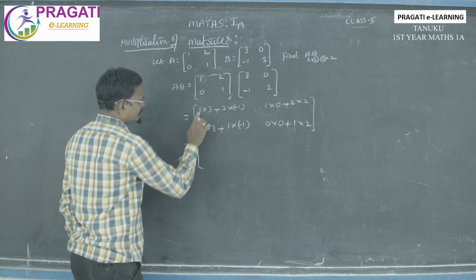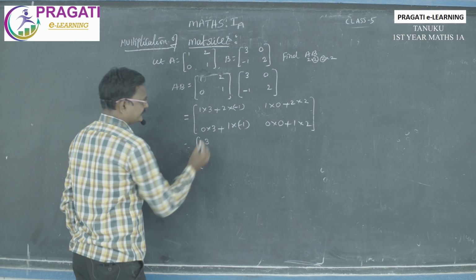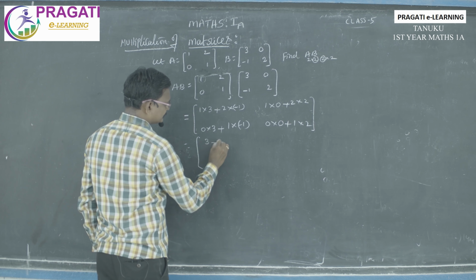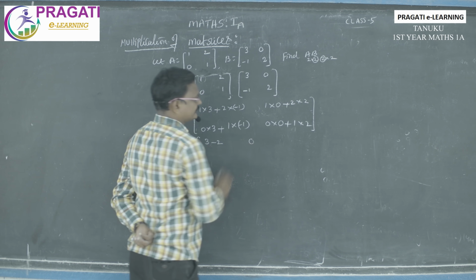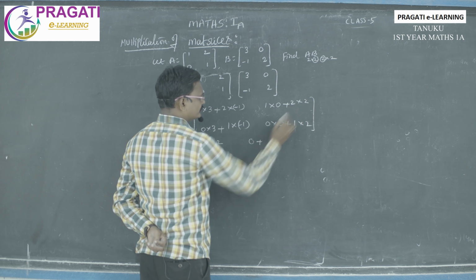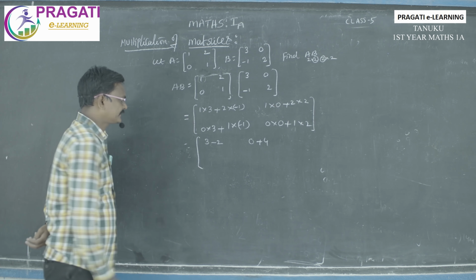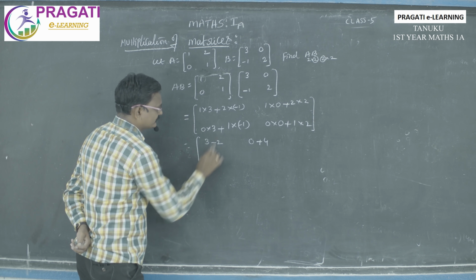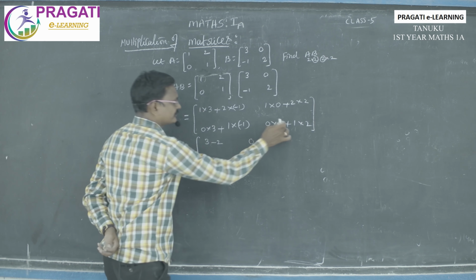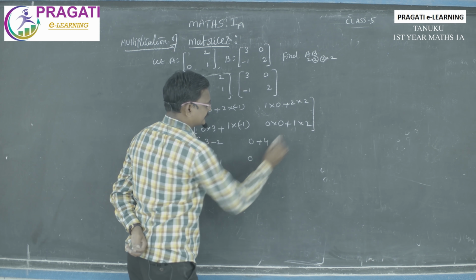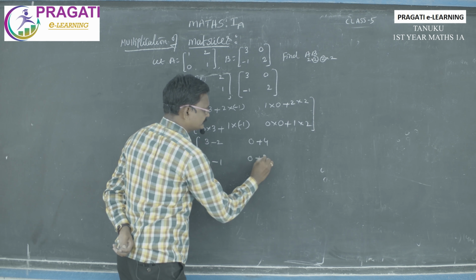Now 1 into 3, 3, plus 2 into minus 1, minus 2. Next 1 into 0, 0, plus 2 into 2, 4. 0 into 3, 0, plus 1 into minus 1, minus 1. 0 into 0, 0, plus 1 into 2, 2.